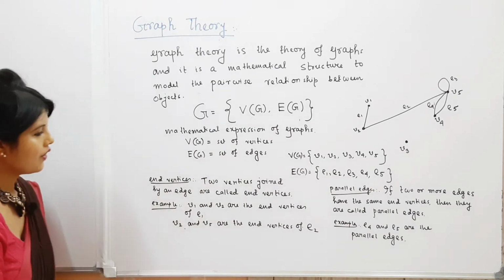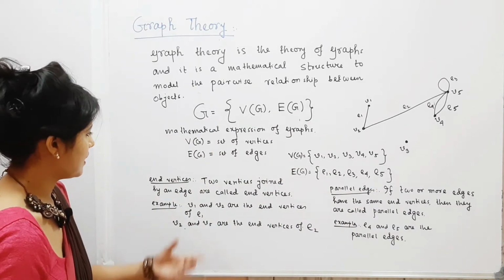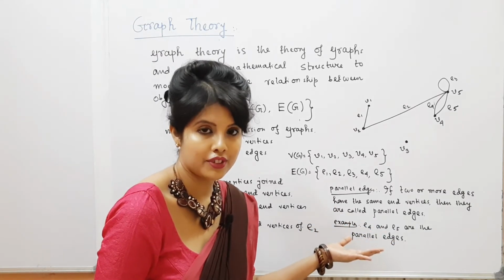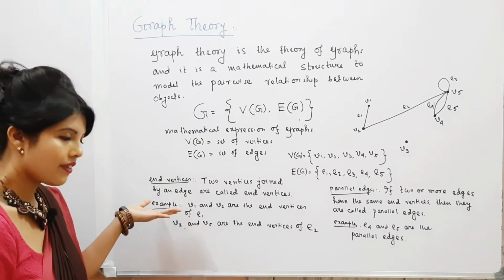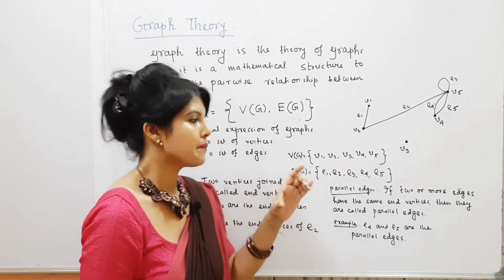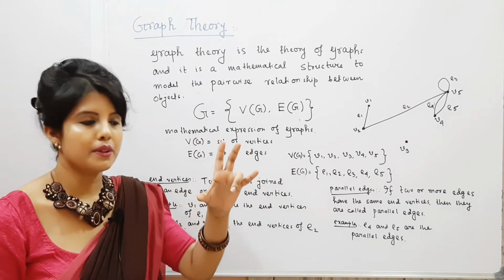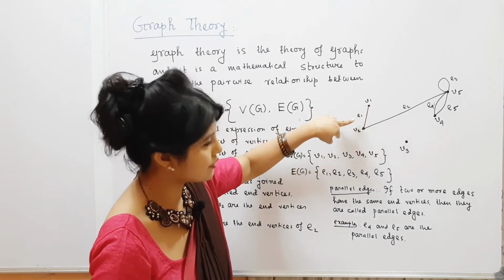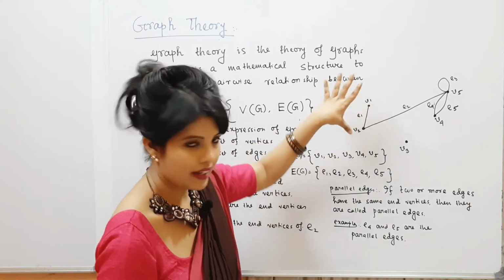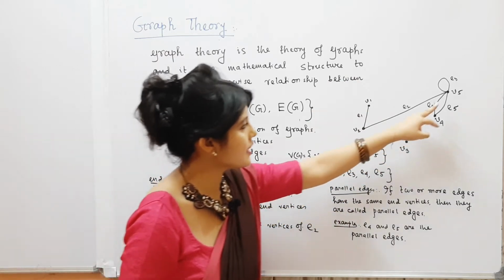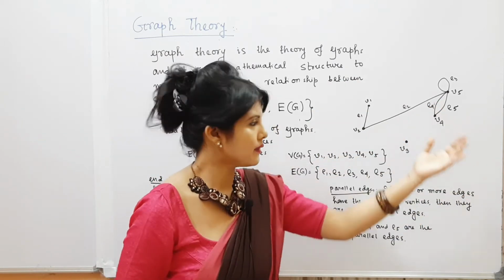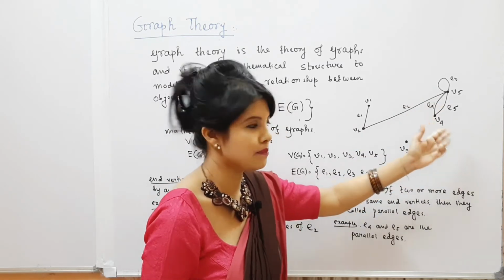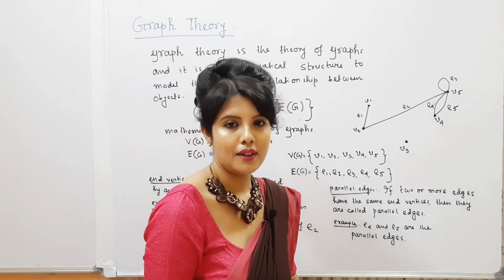So till now I have given you two very important definitions of graph theory. One is end vertices: two vertices joined by an edge, the terminal points of an edge, are called the end vertices. The other is parallel edges: there may be two or more edges with the same end vertices, V4 and V5, and then they are called parallel edges.